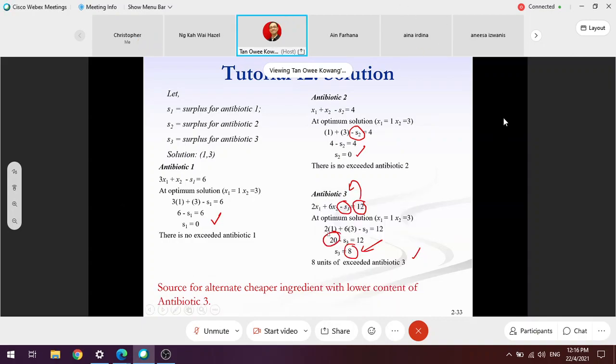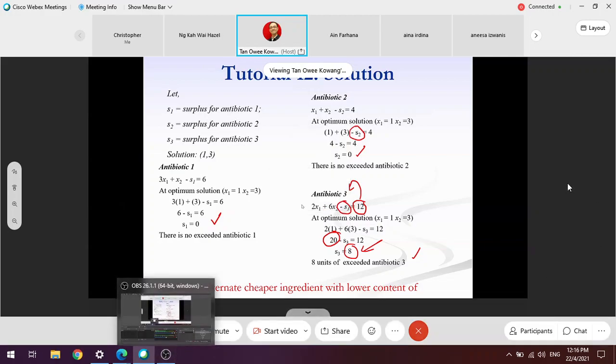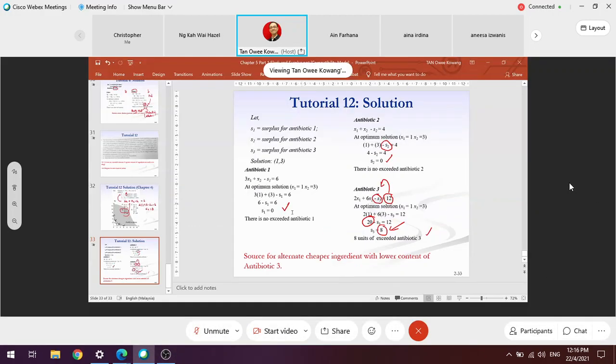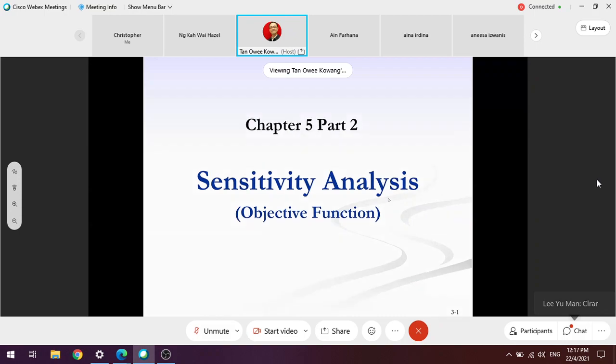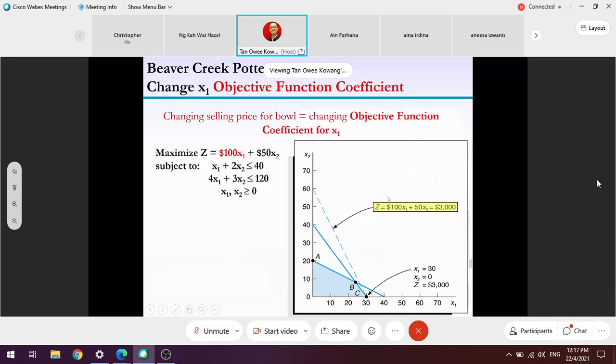Then this one, okay, I think this one is quite straightforward. Is there anyone who is not clear for part 1? If not, then we go to part 2. Clear, okay, good. Part 2.